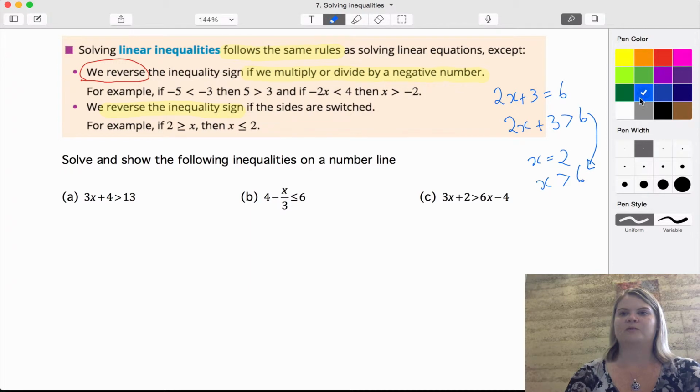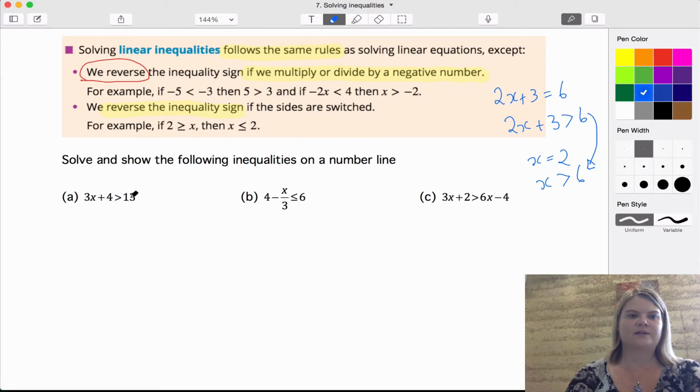Let's try some examples. If you are feeling confident with this, you might like to pause the video now and have a go at these yourself. Otherwise, keep watching for the solutions. Hopefully you've had a minute to have a go at these. Remember, when you've got your inequality sign, just treat it exactly like an equal sign until you multiply or divide by a negative number, or if you're switching the sides.